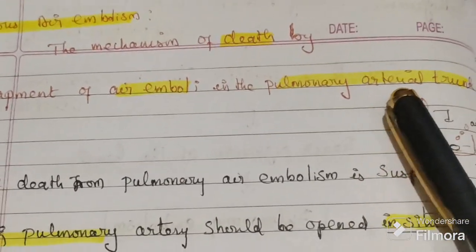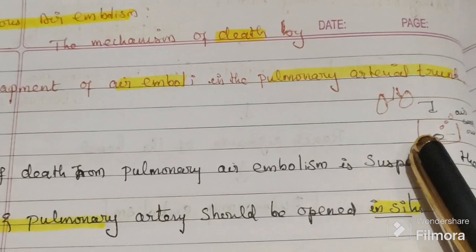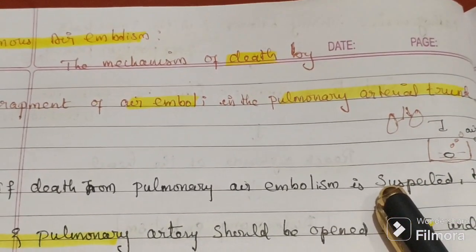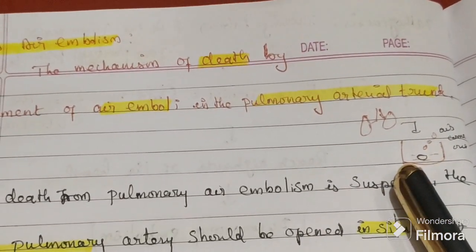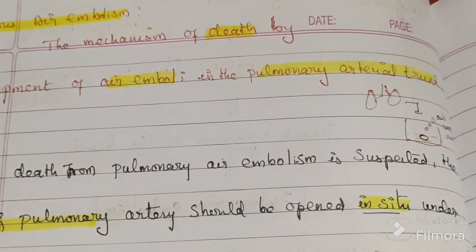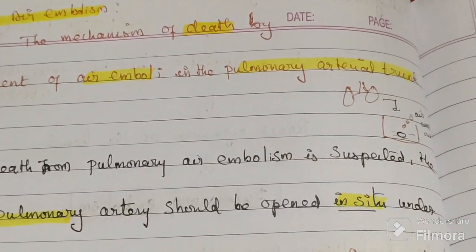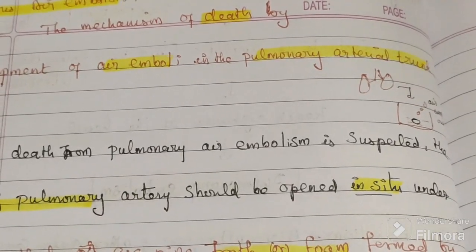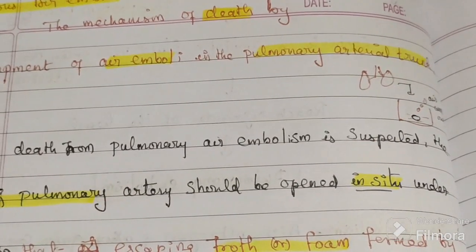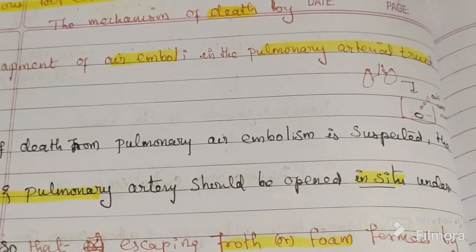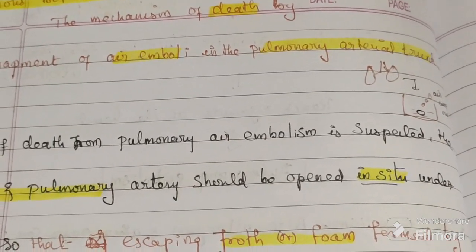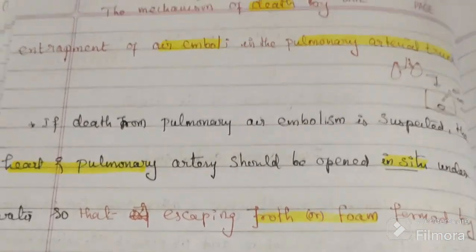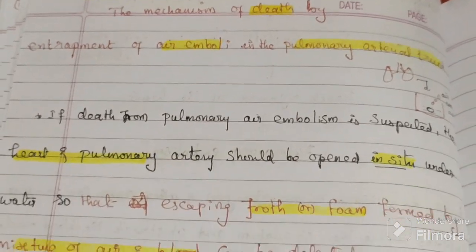We cut the pulmonary capillary under water. We keep it under water and make the cut, and bubbles will come out. If bubbles come out in the water, air was present in that pulmonary capillary. Like how a tire puncture is found, in situ under water we can identify this air embolism.